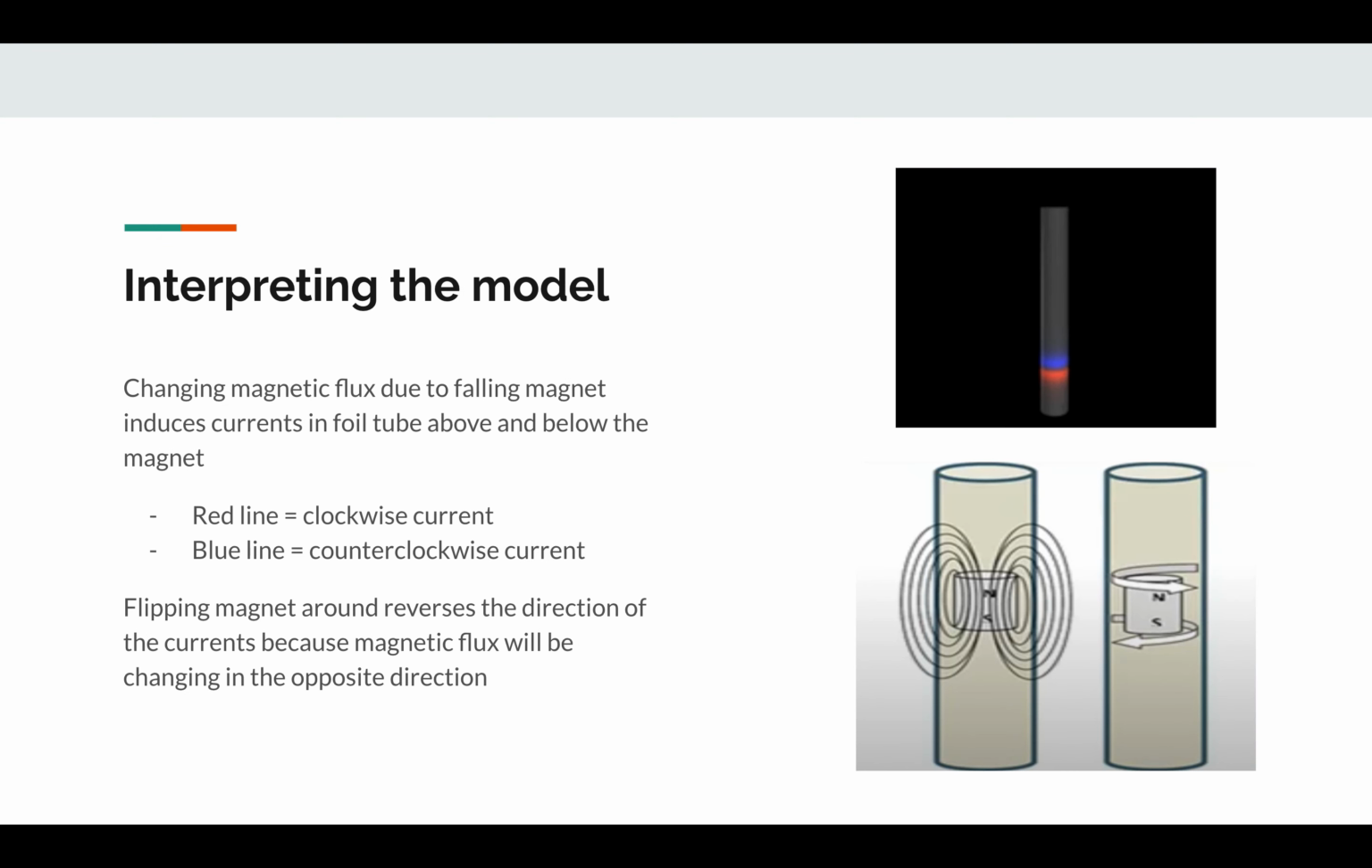So now we have to interpret the model. Changing the magnetic flux due to the falling magnet induces currents in the foil tube above and below the magnet. The red line is the clockwise current and the blue line is the counterclockwise current. Flipping the magnet around reverses the direction of the current because the magnetic flux will be changing in the opposite direction.